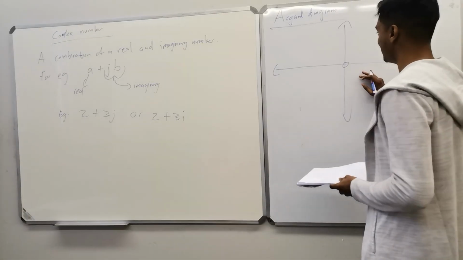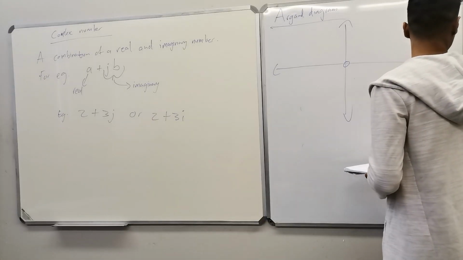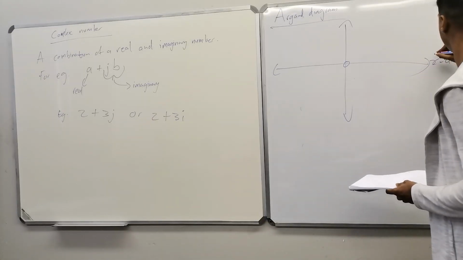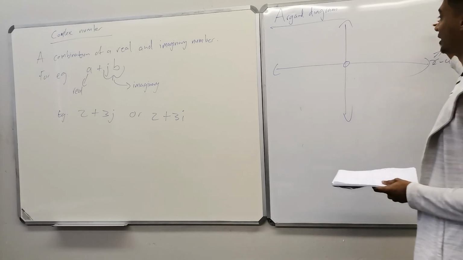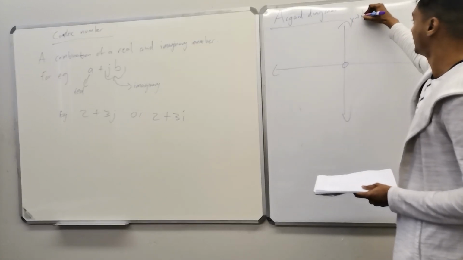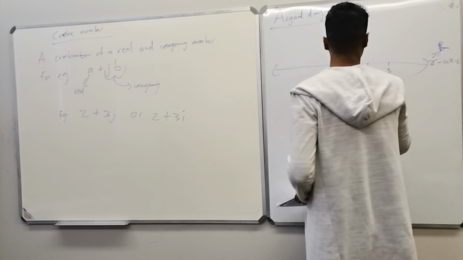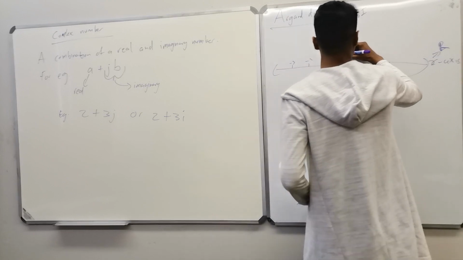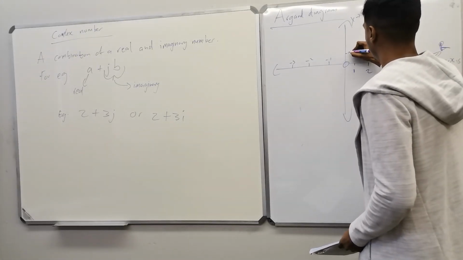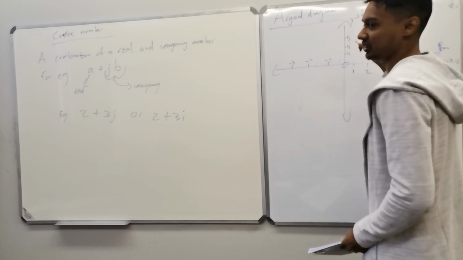Okay. So here on this Cartesian plane, our real numbers always fall on our x-axis. And our imaginary numbers fall on our y-axis. So we got 1, 2, 3, negative 1, negative 2, negative 3. Here, it will be 1j, 2j, 3j.